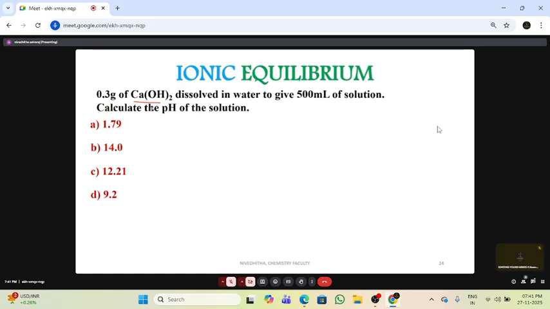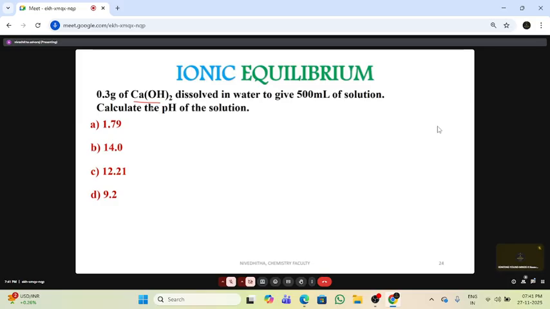Calcium hydroxide is a base, right? Here they didn't give you the concentration of this base directly. They've given you the way in which this calcium hydroxide solution was prepared. They've taken 0.3 gram of calcium hydroxide and dissolved it in water to give 500 ml of solution.